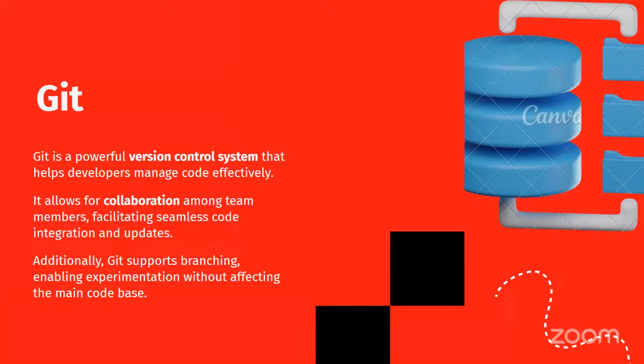Git is a version control system that helps developers manage code effectively. It allows collaboration among team members and facilitates seamless code sharing. Whenever we use Git, we can work on a similar project and share our code base with our team. We can work individually on separate branches, and we can merge into one project.